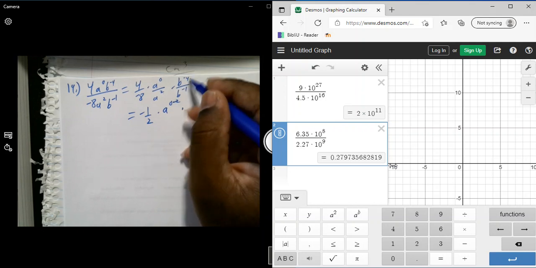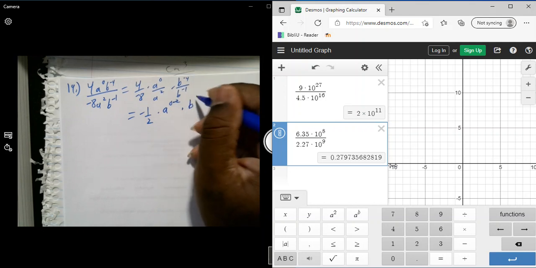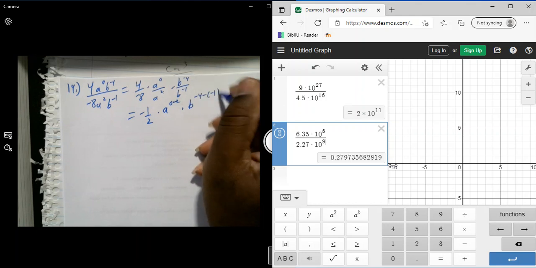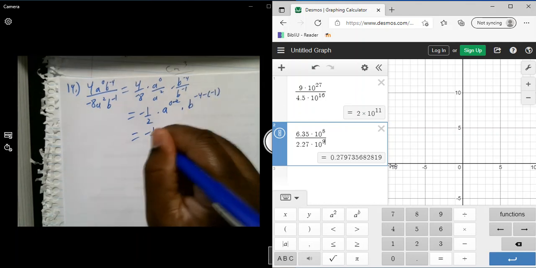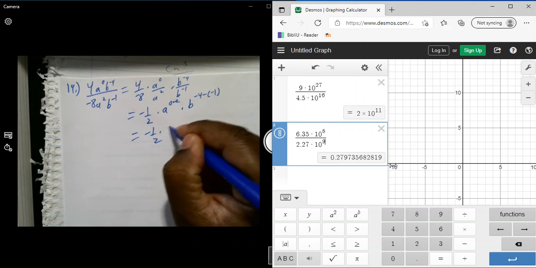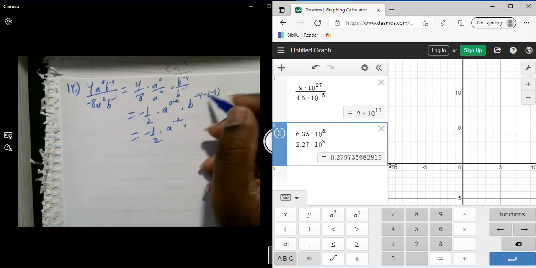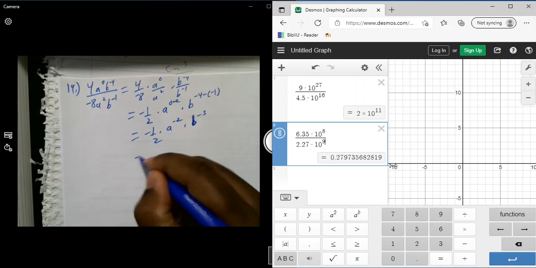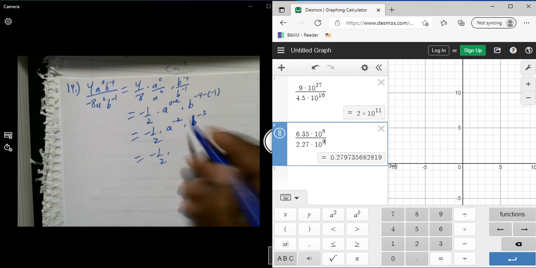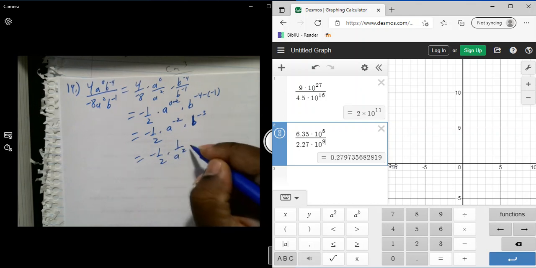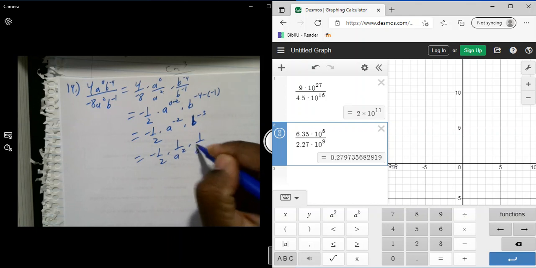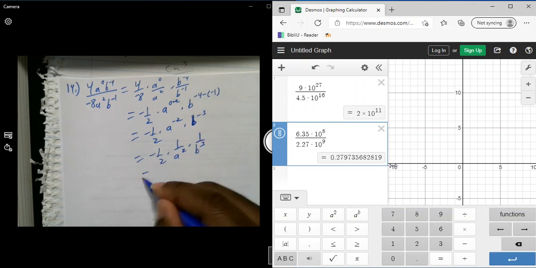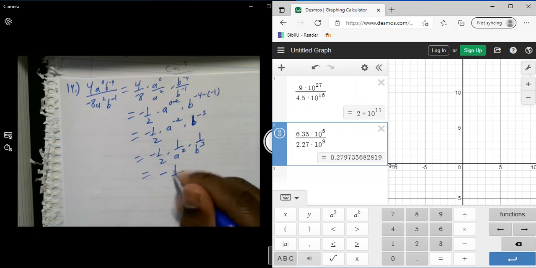Then times, you have b to the negative 4 over b to the negative 1. It'll be b to the negative 4 minus a negative 1. So this will be a negative 1/2 times a to the negative 2 times, this will be negative 4 plus 1. So this will be b to the negative 3. So now we have negative 1/2 times a to the negative 2 is 1 over a squared times b to the negative 3 is 1 over b cubed. So your final answer here would be negative 1 over 2a squared b cubed.